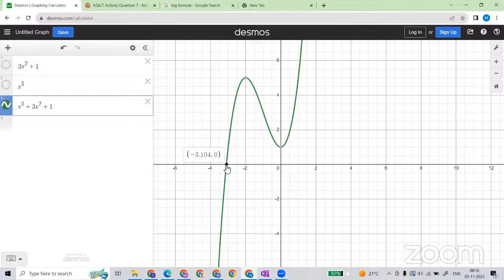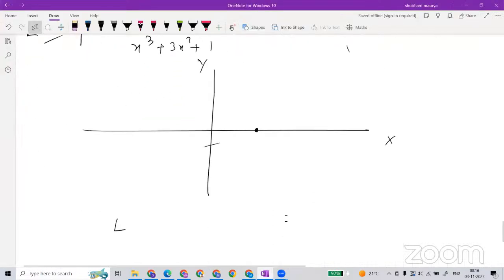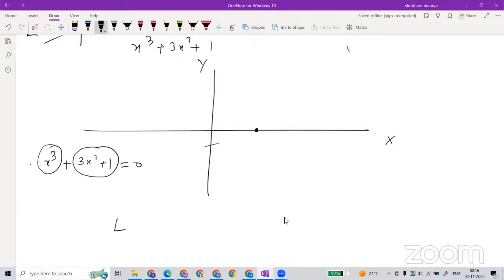I think I made a mistake while guessing. Okay, this way is correct. There is no issue with x cube and 3x square. So this is 3x square plus 1, and this is x cube here. We are saying this is equal to 0. So this is always positive and this is negative. Where will they intersect? They intersected here. So what are the values where they are intersecting?